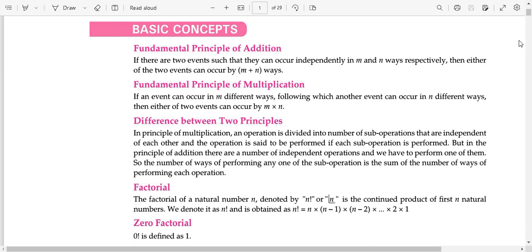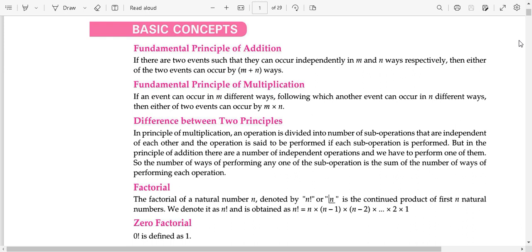Basic concepts of permutation and combination. First of all, the fundamental principle of addition. If there are two events such that they can occur independently in m and n ways respectively, then either of the two events can occur in (m + n) ways.